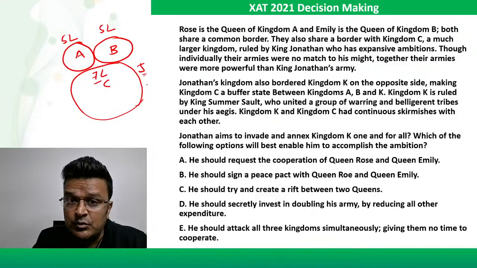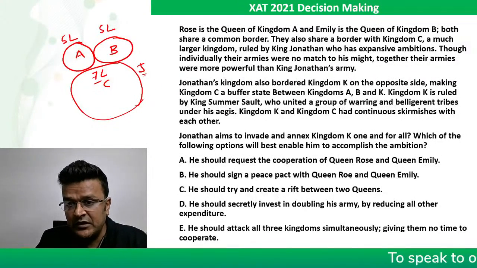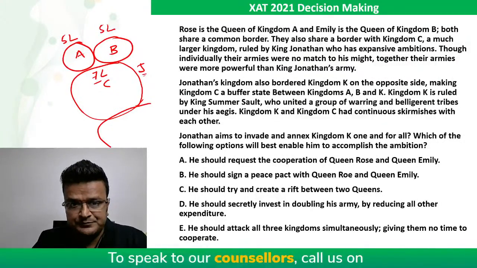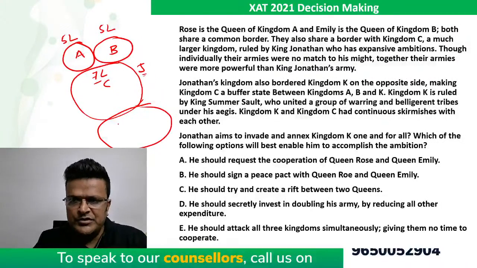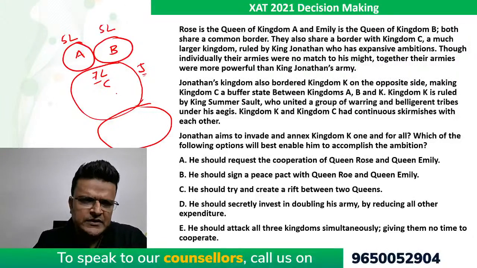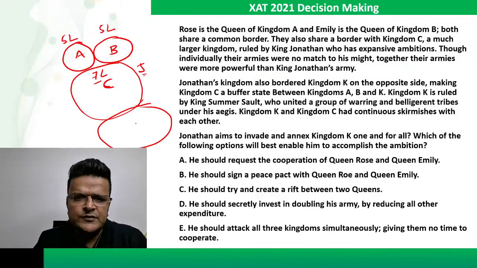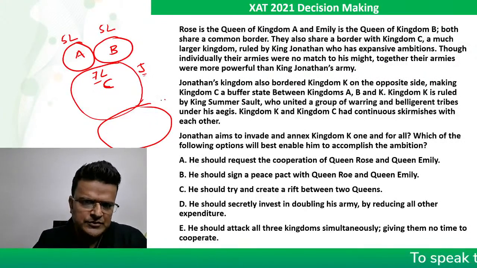Now there is a twist in the story. It says Jonathan's kingdom also bordered Kingdom K on the opposite side, making Kingdom C a buffer state. Buffer state is a state which comes between two states, right? So C is a buffer state, and K is ruled by Somersault. So SS rules it.